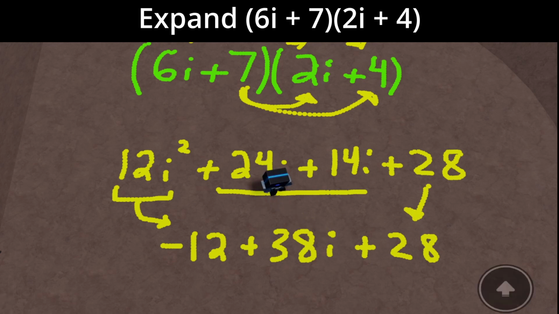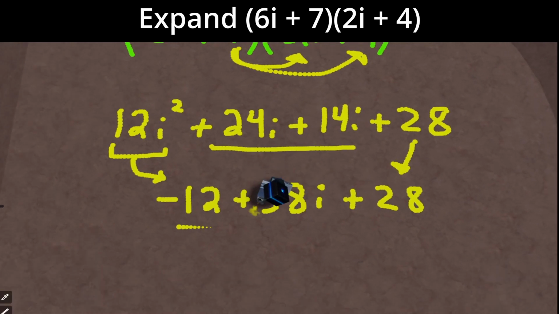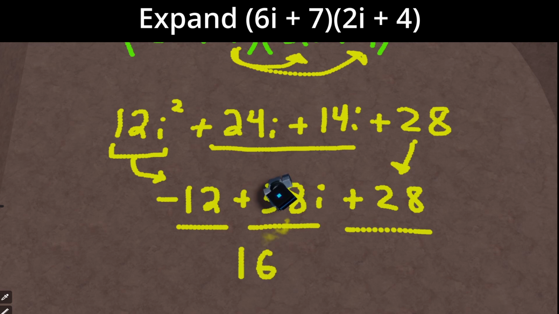And then finally, we can combine the minus 12 and the plus 28. Minus 12 plus 28 is positive 16. And then just bring down the plus 38i from earlier. And just like that, we're done.